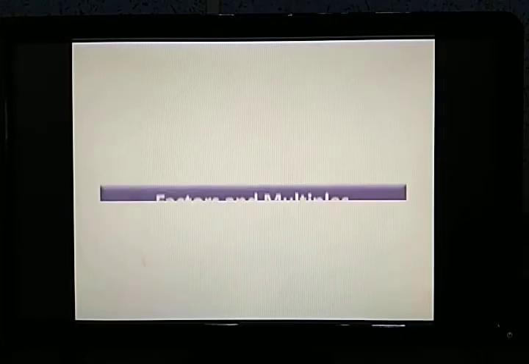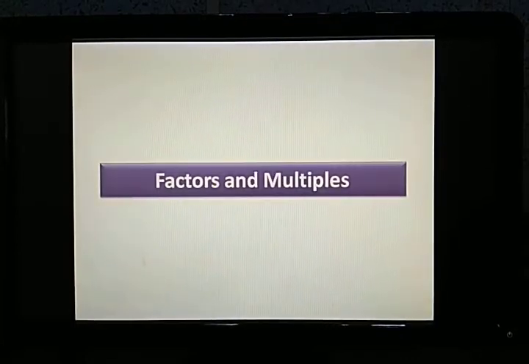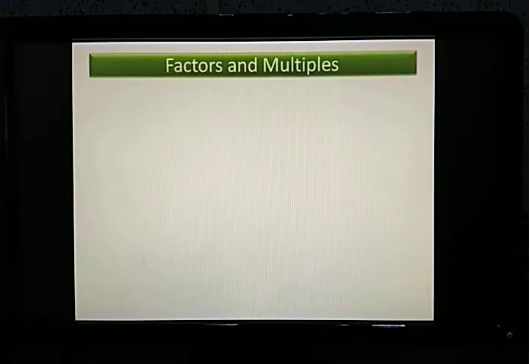Hello everyone. Today we are going to start a new chapter, and the name of the chapter is Factors and Multiples. So we'll be discussing today what are factors, what are multiples, and some of these related terms in today's class. So let us begin. So first of all, let us know what are factors and what are multiples.